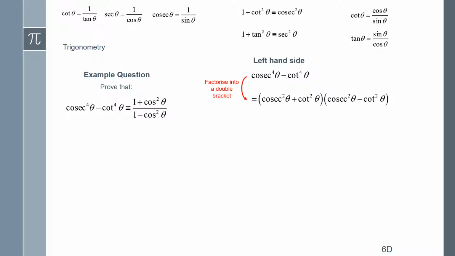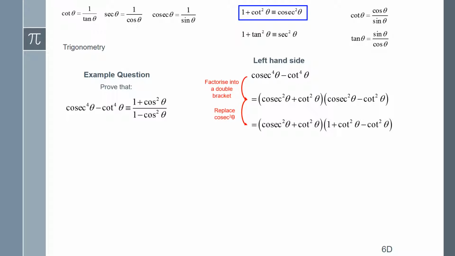Once we've managed to factorise into a double bracket, things are already looking a bit perkier because we can replace a few things now. Cosec squared we can replace with 1 plus cot squared. So we've got 1 plus cot squared minus cot squared. That makes that second bracket just 1, so that makes life a bit easier.